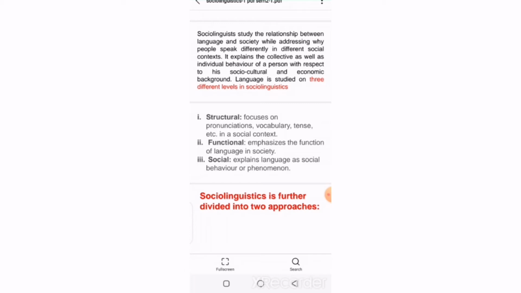And third level is the social level. Language is a social phenomenon. And how is it a social phenomenon? Language is not something which can exist in isolated form, in a bound environment. It helps us to be socialized and to be social. And it helps us to communicate with our society.